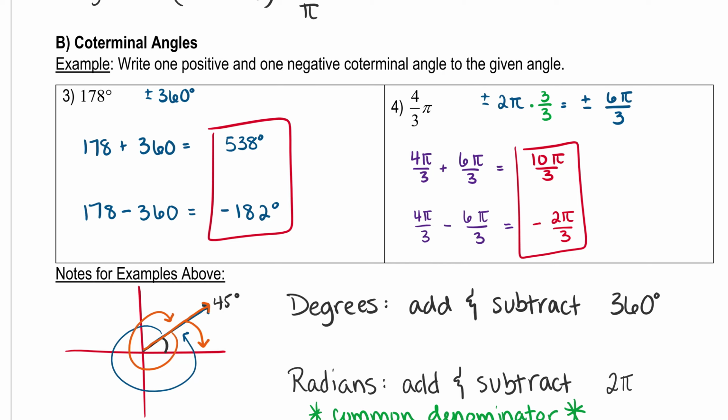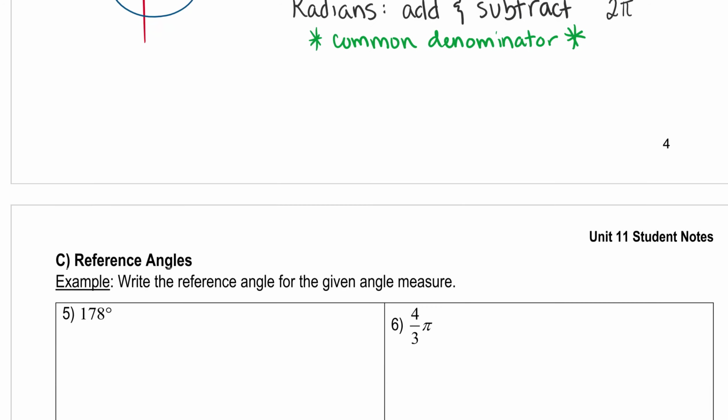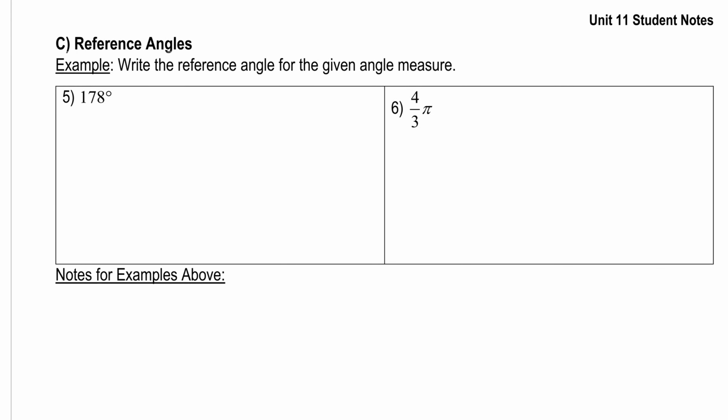Also, I don't know if maybe you realize this, if 2 pi is a full circle, 1 pi is half a circle, or 180 degrees. Alright, last part is we have reference angles. Write the reference angle for the given angle measure.